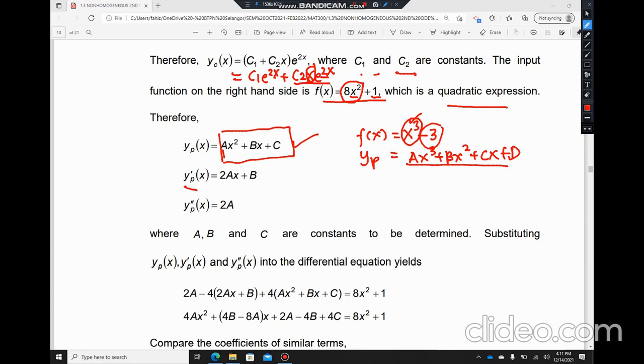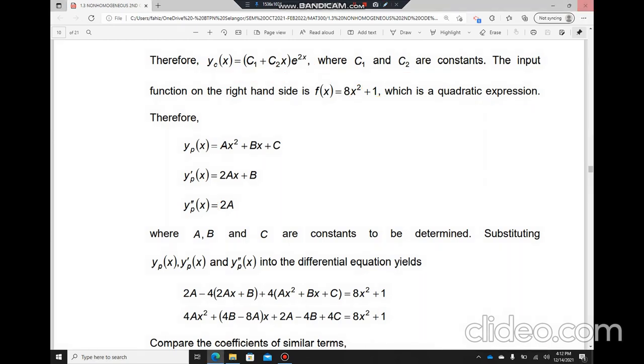So differentiate ax square, you get 2ax, and then differentiate bx, you get b. Differentiate c, dapat kosong. Okay, next find second derivative, y double prime. Differentiate 2ax, you get 2a. Next, where a, b and c are constants to be determined. Substituting yp, y prime p and y double prime p into the differential equation yields.